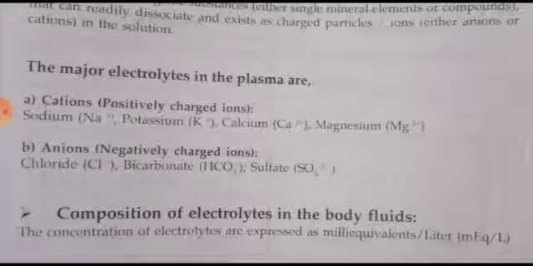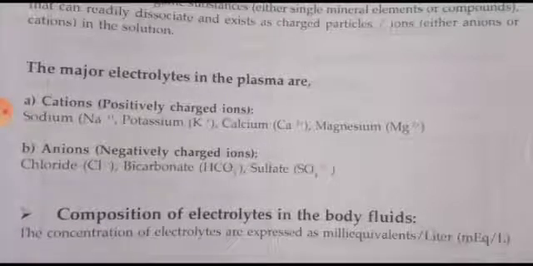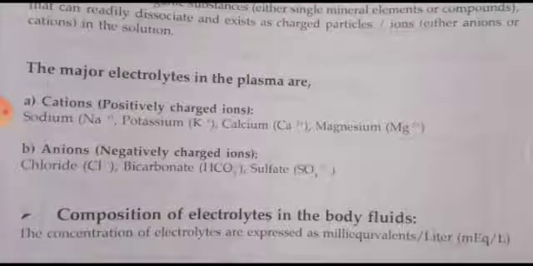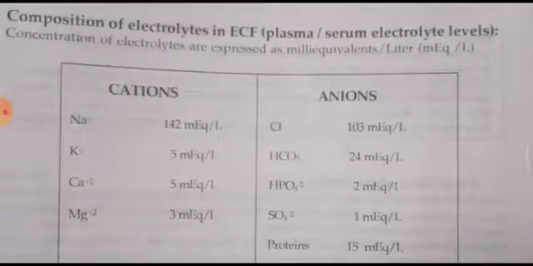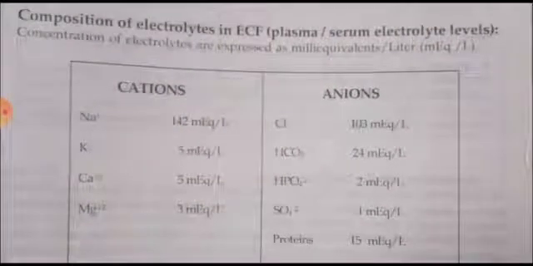Composition of electrolytes in the body fluids. So how much of these electrolytes are present in our body fluids, that we are going to discuss. They are usually expressed in milliequivalents per liter of the blood, so blood or serum. Composition of electrolytes in ECF plasma or serum electrolyte level. Concentration of electrolytes is expressed in milliequivalents per liter.